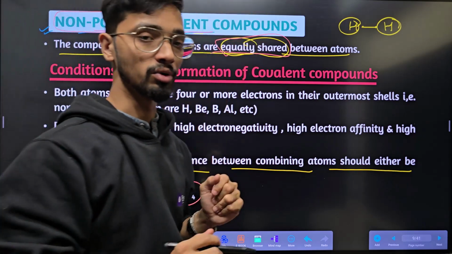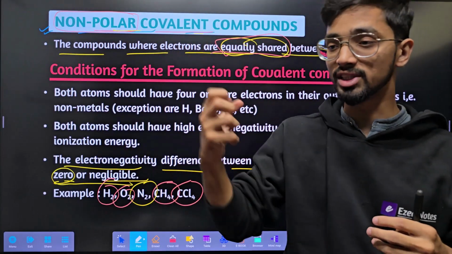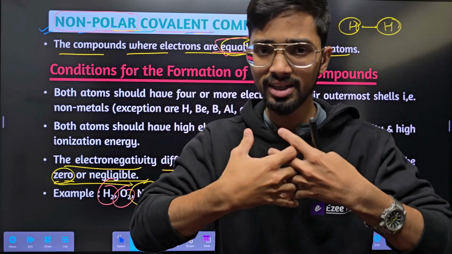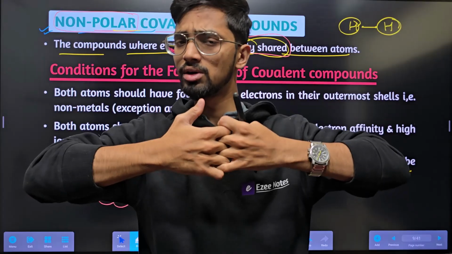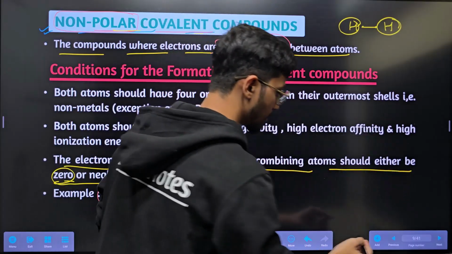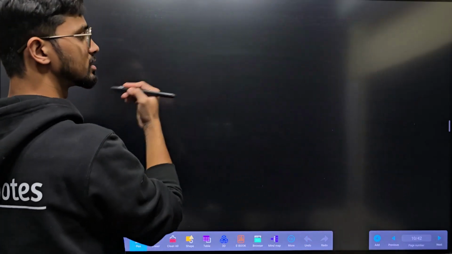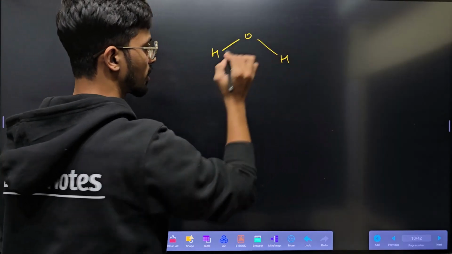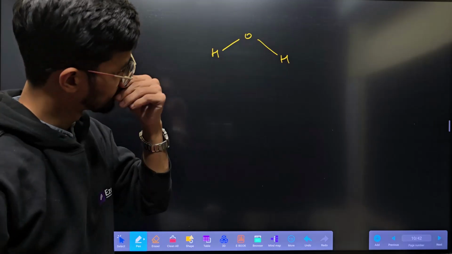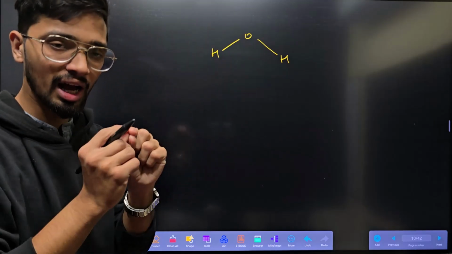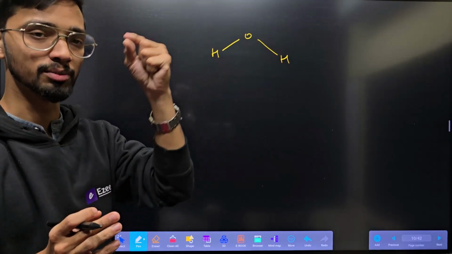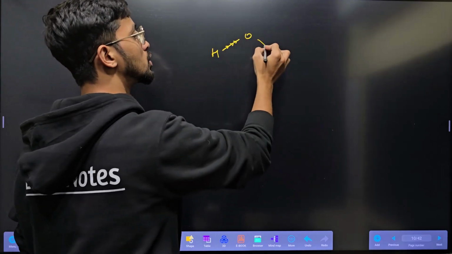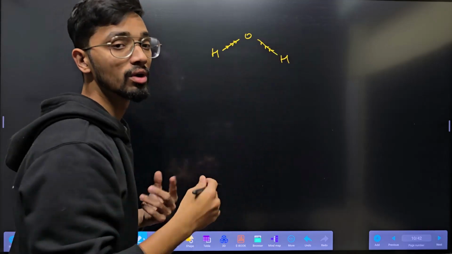Which comes in polar compounds. If there is more electronegativity difference between the two atoms which are sharing the electrons, what happens? Like if we talk about H2O, here oxygen and hydrogen have a larger electronegativity difference. So the pulling of electrons will be towards oxygen more compared to hydrogen.